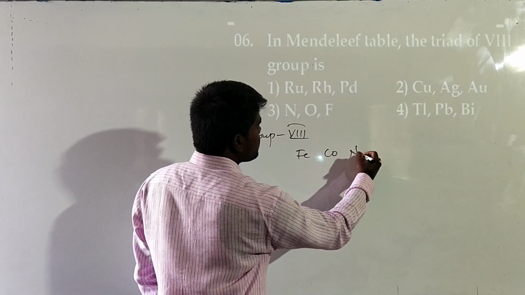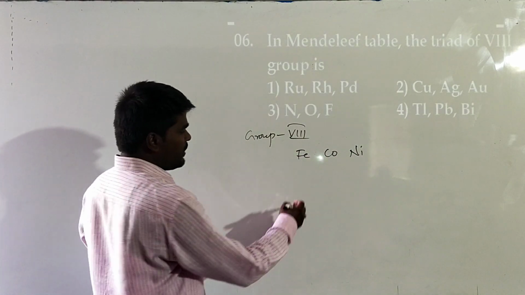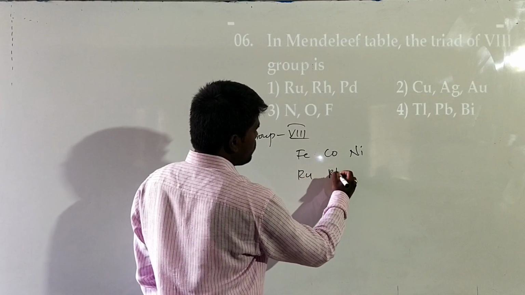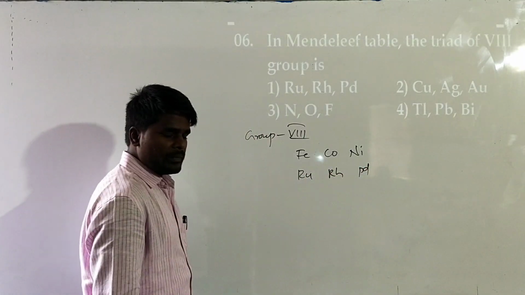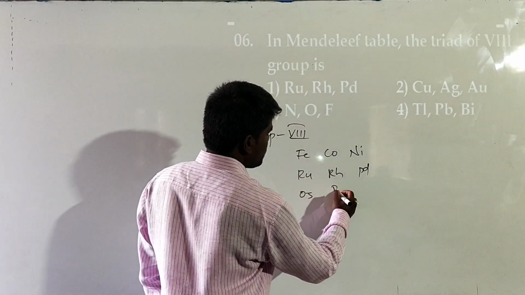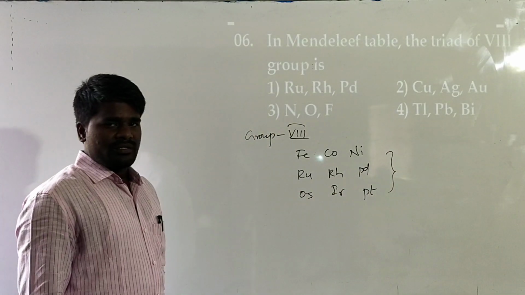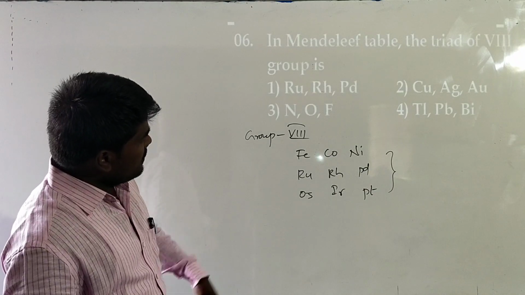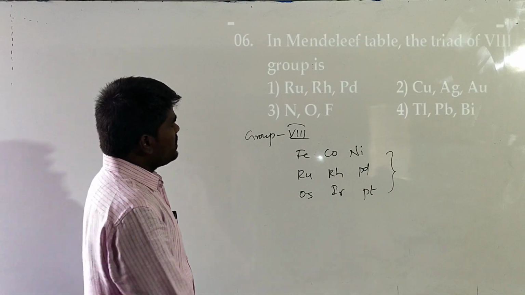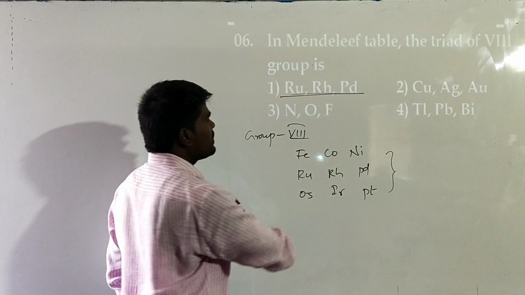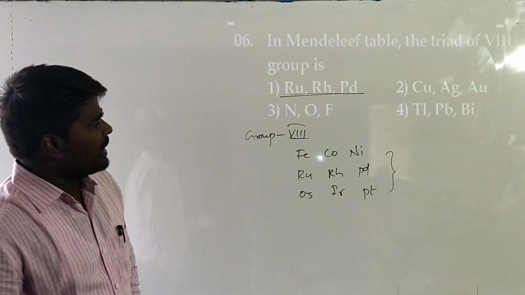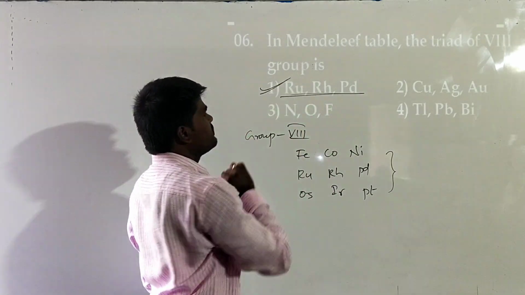Iron, cobalt, nickel, and ruthenium, rhodium, palladium, and osmium, iridium, platinum. These are the 9 elements. Let us see, is there any one of these triads? Now here we have the correct option. What is that? Ruthenium, rhodium, and palladium. This will be your answer.